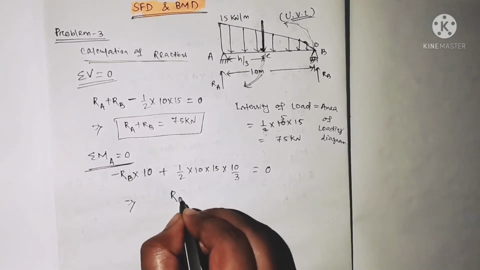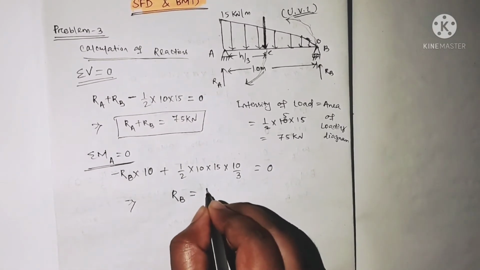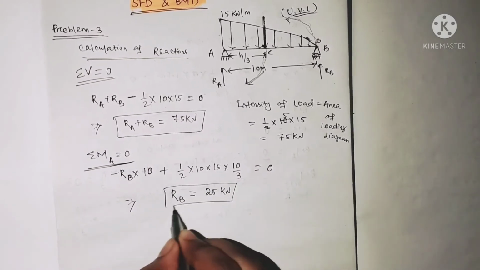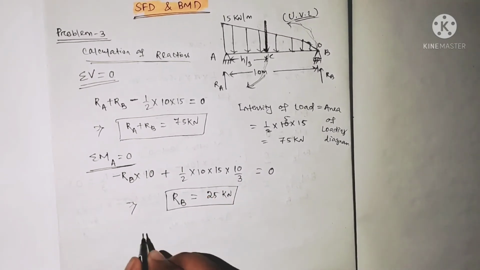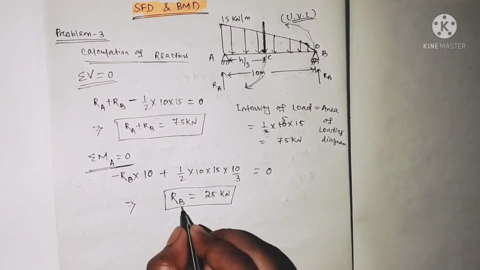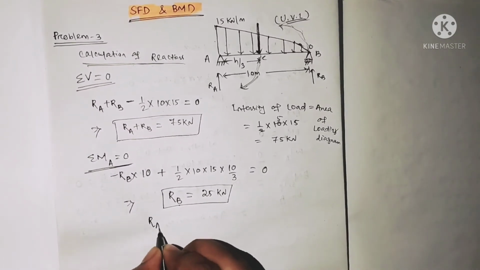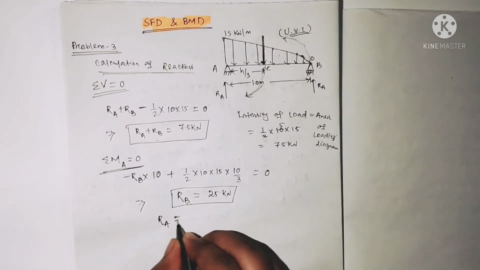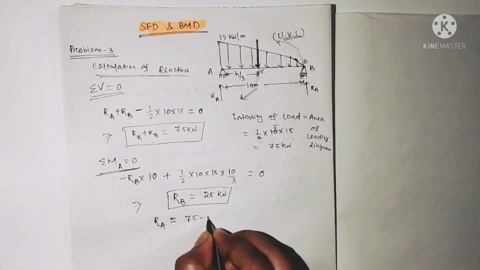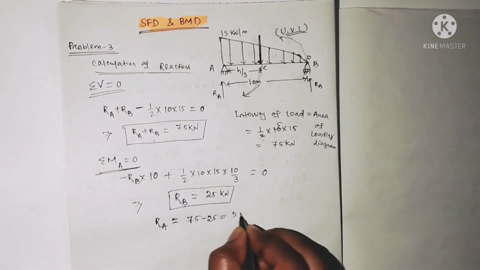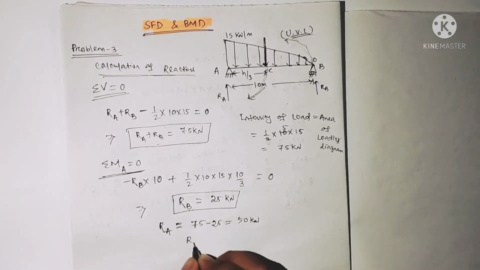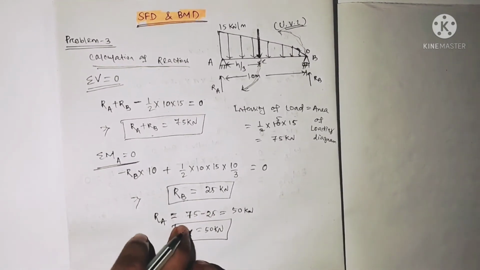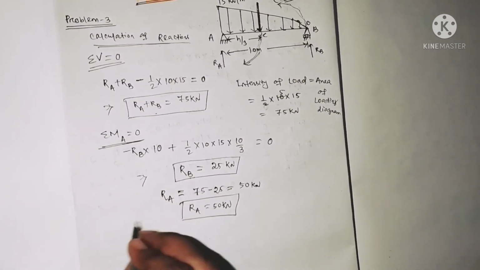So here we calculate Rb equal to 25 kilonewton. Just put this value in the calculator and find the value of Rb equal to 25 kilonewton. Now we put the value of Rb in the equation and we get Ra equal to 75 minus 25, that equals 50 kilonewton. So Ra will be 50 kilonewton. Here our calculation of reactions is done.